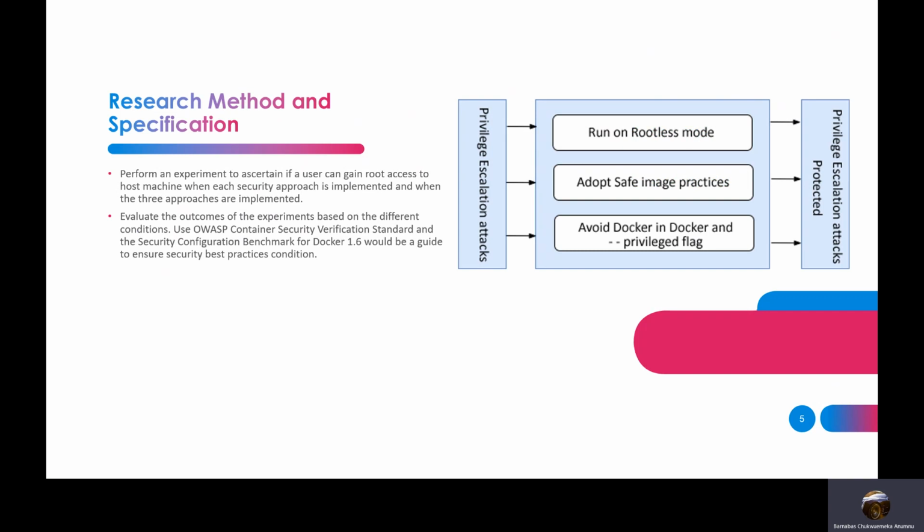Research method and specification. In the research method, we aim to ascertain if a user can gain root access to the host machine after applying all the security approaches. Then an evaluation will be done based on the experiments conducted and the outcome. Again, the OWASP Container Security Verification Standard and the Security Configuration Benchmark for Docker 1.6 will serve as a guide to ensure that best security practices are used.